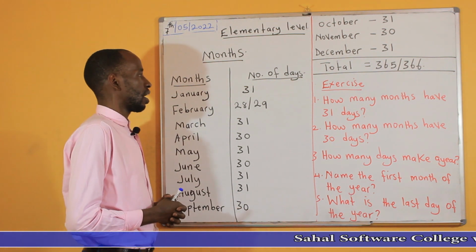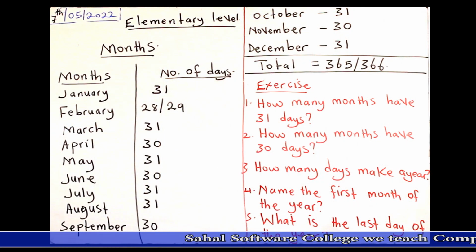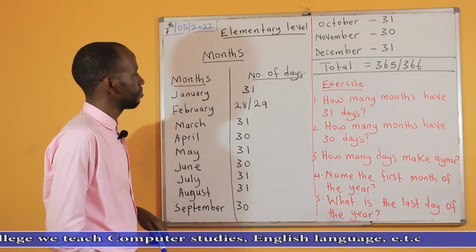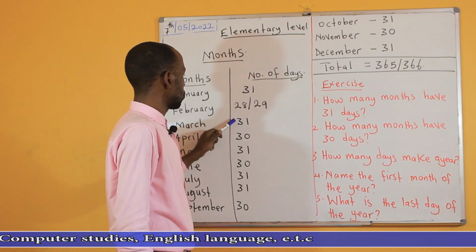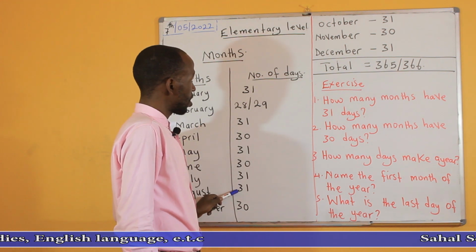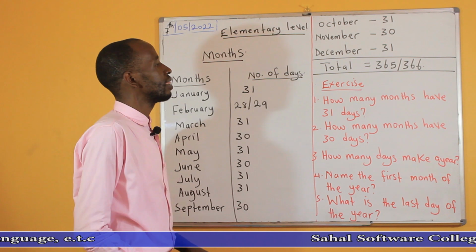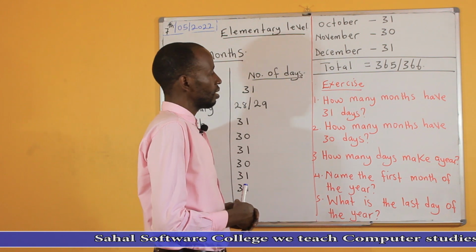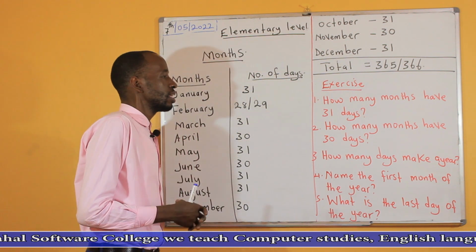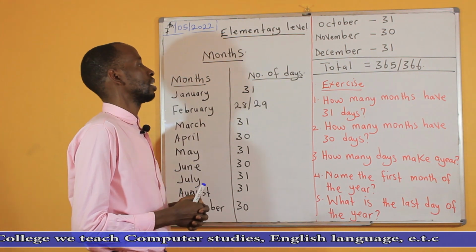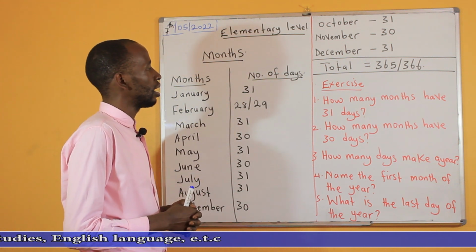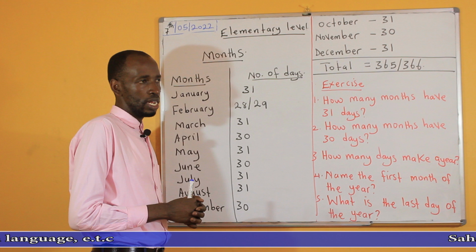Let's first check the questions there. How many months have 31 days? Just come and count them. So you say 1, 2, 3, 4, 5, 6, 7. So you will say there are 7 months. When you are giving the answer, you have to say there are. How many months have? There are 7 months that have 31 days.